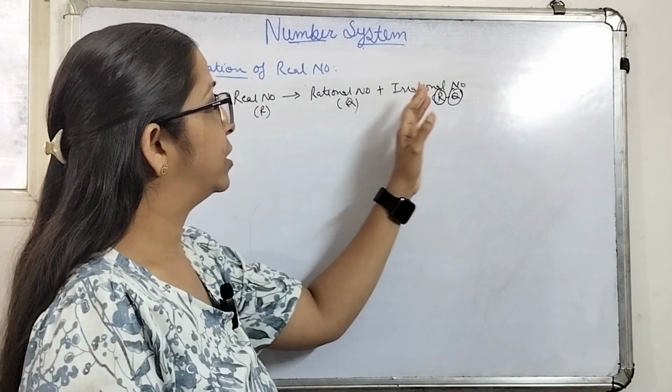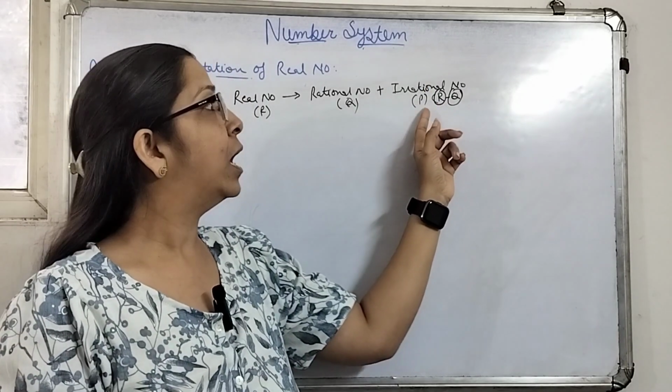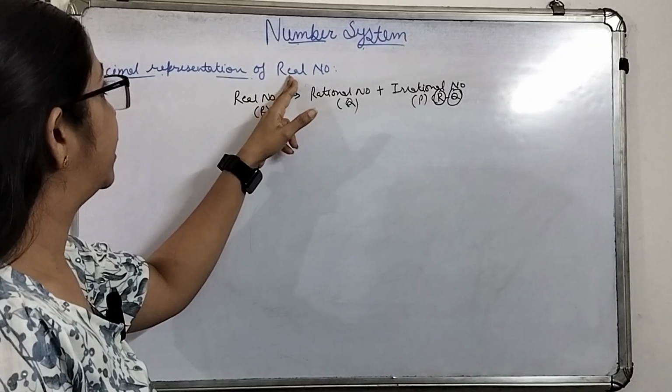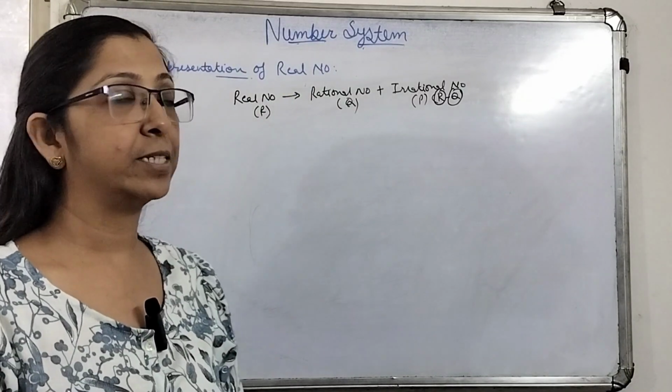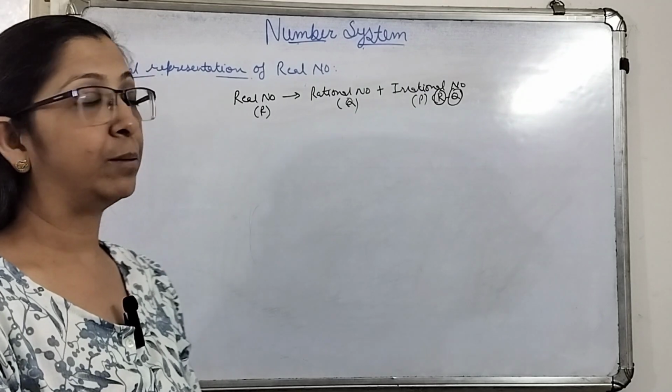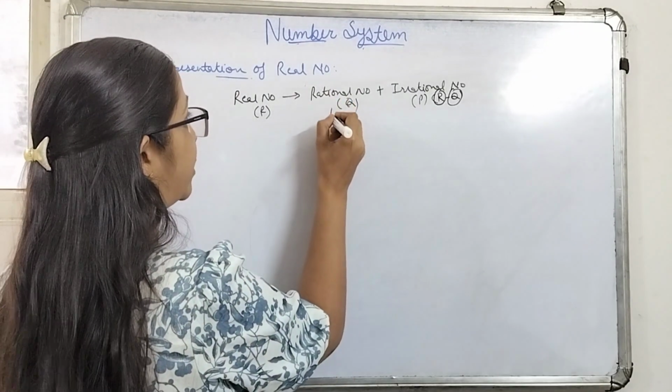That's the reason irrational numbers are even represented as R minus Q. Now let's see how to represent real numbers in terms of decimals. Real numbers are either rational numbers or irrational numbers. First we are taking the case of rational numbers.